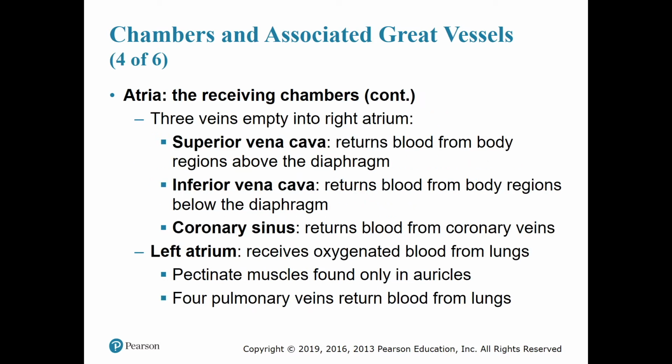Three veins empty into the right atrium: the superior vena cava that returns blood from the body regions above the diaphragm, the inferior vena cava that returns blood from body regions below the diaphragm, and the coronary sinus that returns blood from the coronary veins of the heart. The left atrium receives oxygenated blood from the lungs, and the pectinate muscles are found only in the auricles. Four pulmonary veins return blood from the lungs.